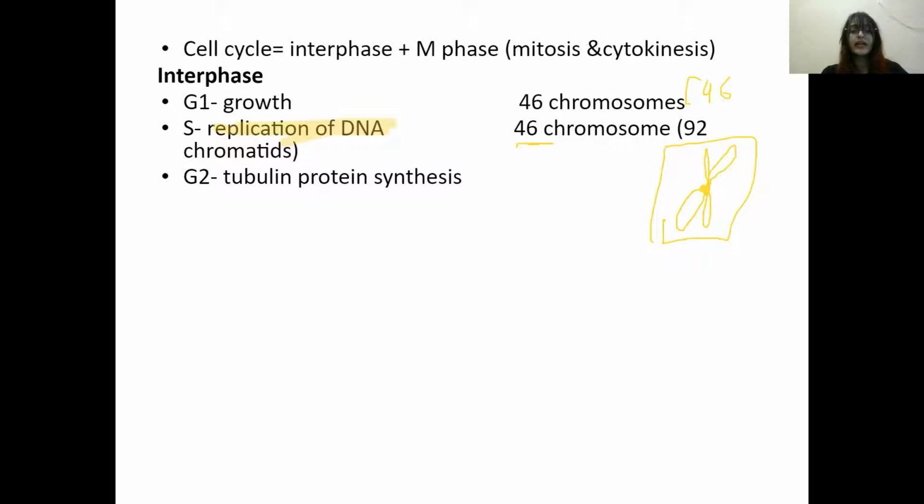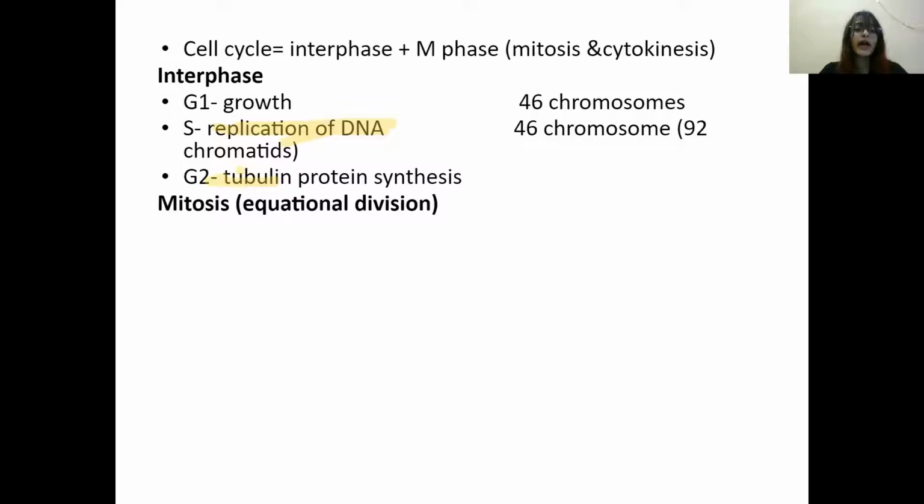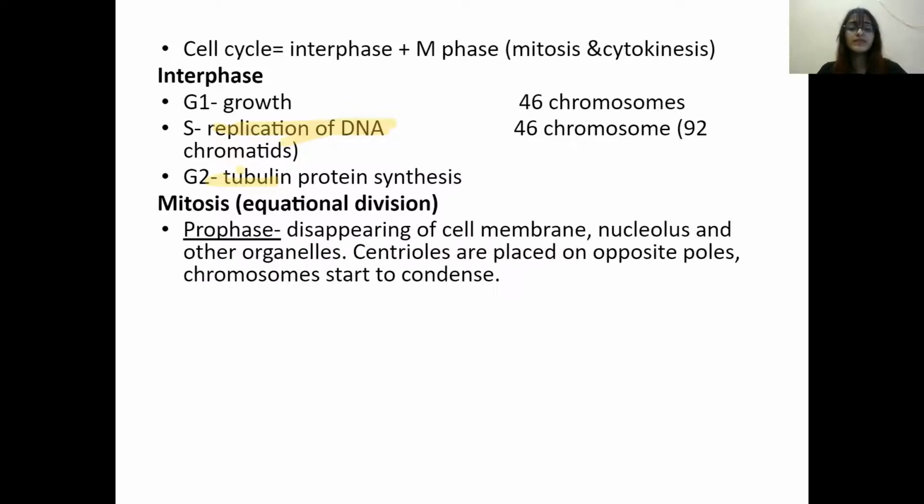Now, there are 92. So in G2 phase, we have tubulin protein synthesis. It is the main protein for formation of the mitotic spindle. Next, mitosis, equational division, that is, the number of chromosomes remains the same before and after the cell division.